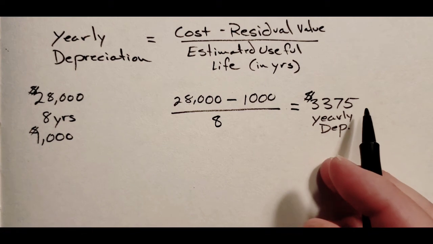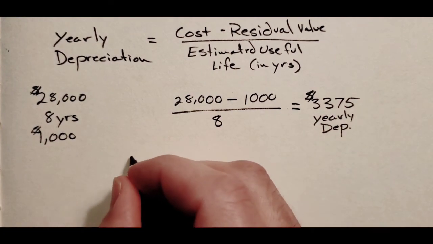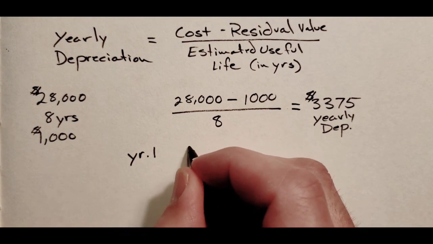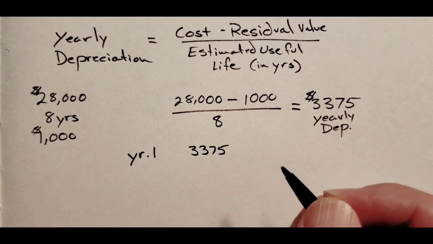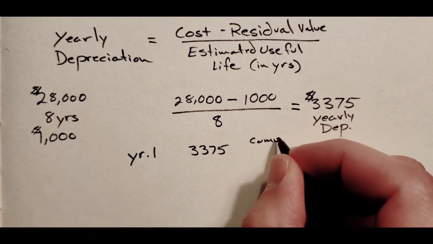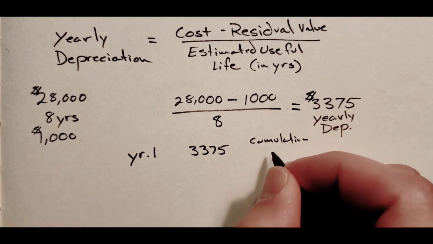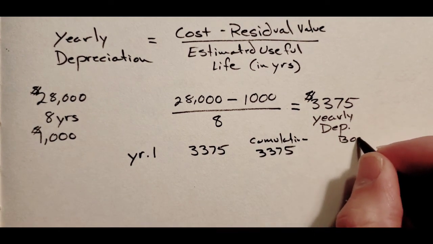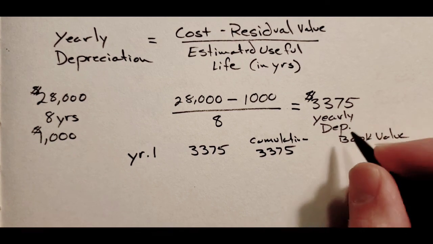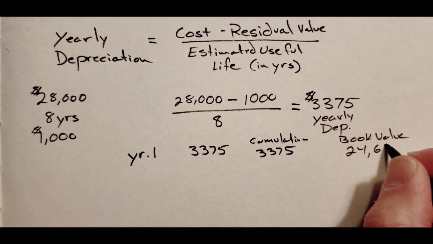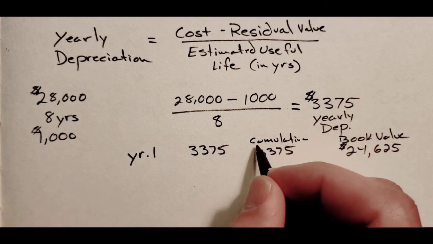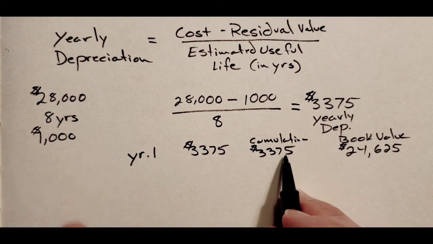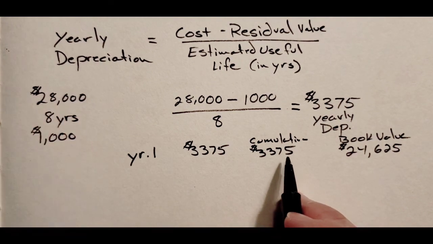So the way that you figure this out is pretty straightforward. You can look at it as a table and just say, okay, year one, we have our depreciation of $3,375. The cumulative depreciation is $3,375, and the book value is $24,625. So all we did to get that number is we took $3,375 away from the cost, $28,000.